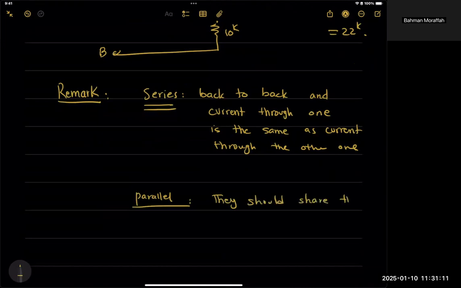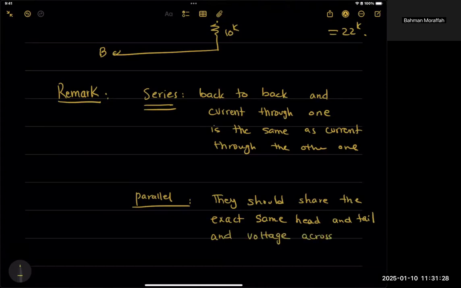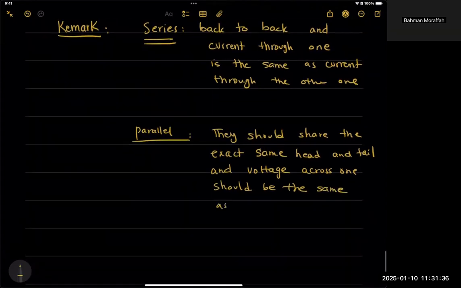For two resistors to be in parallel, they should share the exact same head and tail, and the voltage across one should be the same as the voltage across the other.